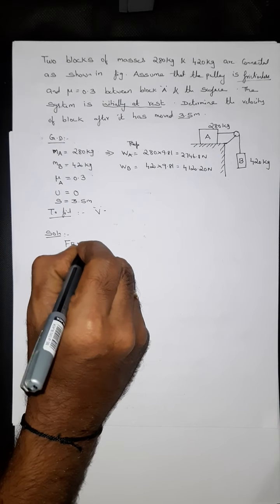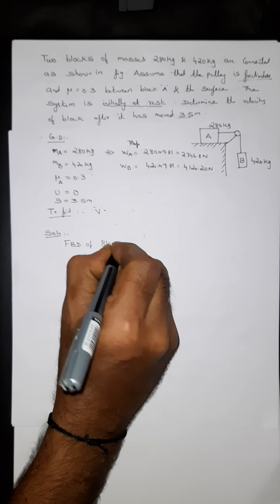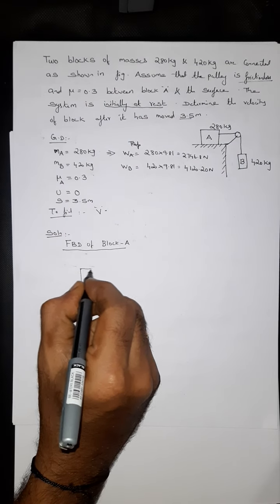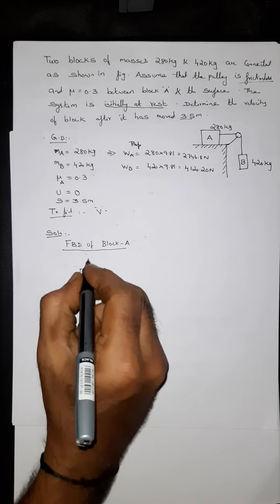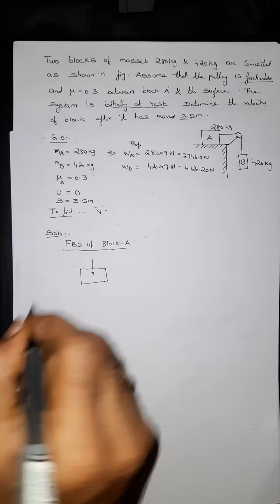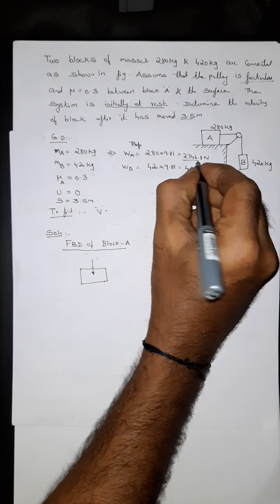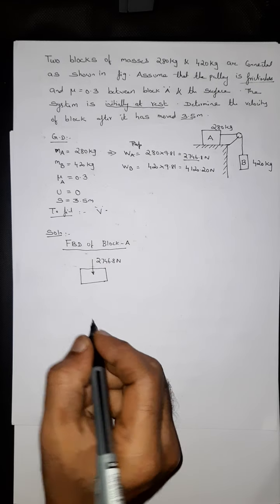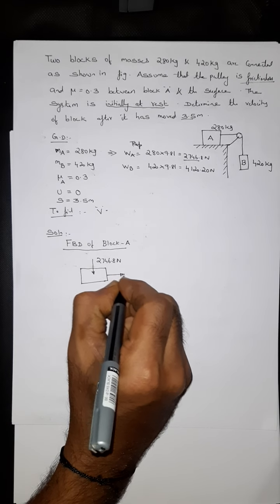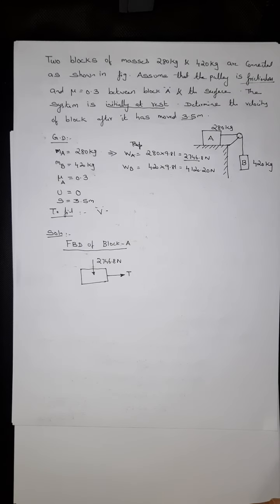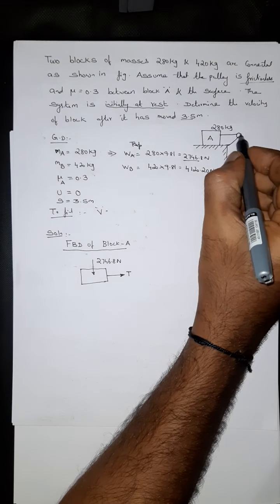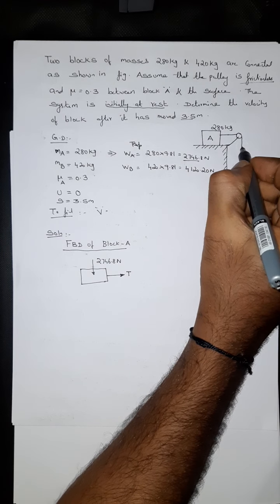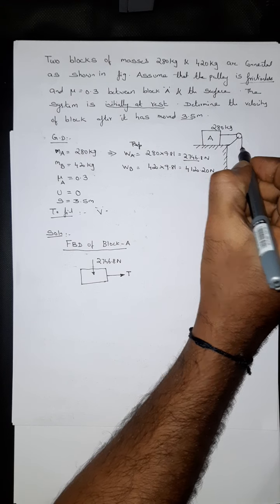FBD of block A, free body diagram of block A. The weight acts vertically downwards of magnitude 2746.8 Newton, and there is a tension which always acts away from the body. Here the pulley is frictionless, therefore tension on this side and tension on the other side is the same.